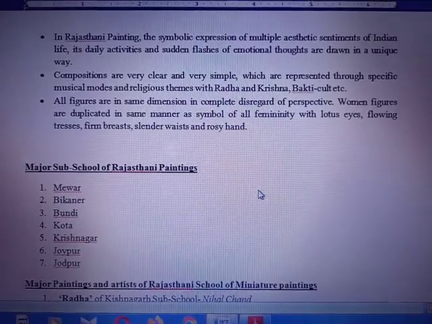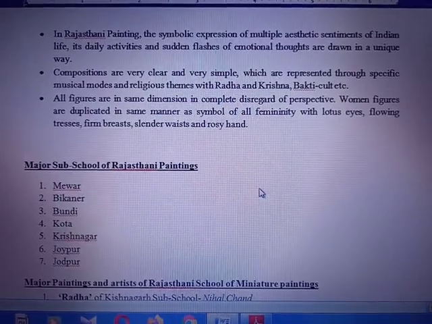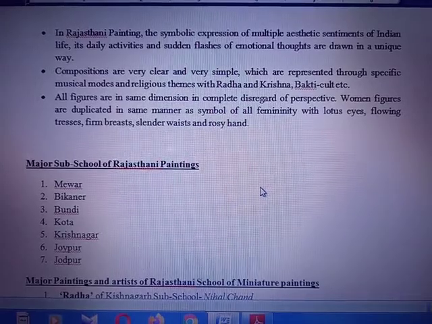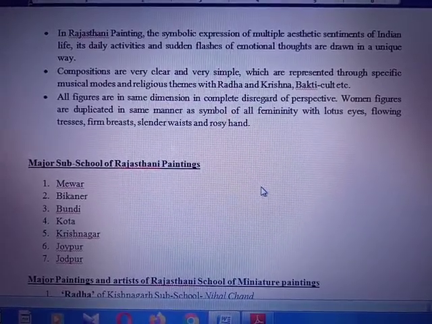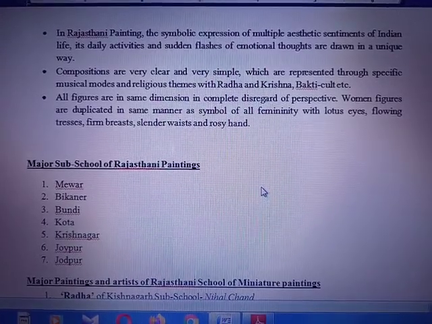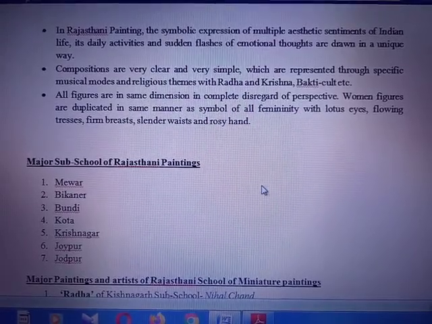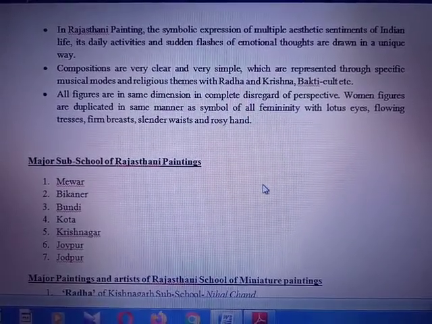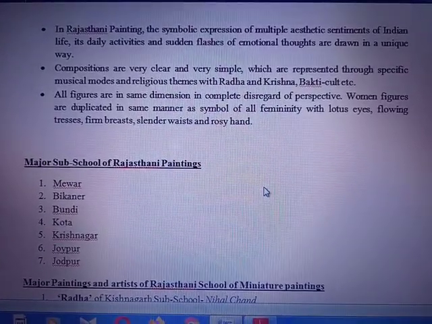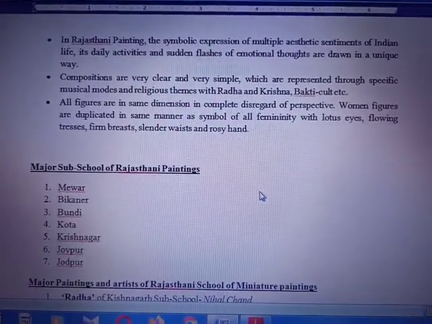All figures are in the same dimension, in complete disregard of perspective. There was no perspective in Rajasthani painting. Women figures are duplicated in the same manner as a symbol of femininity with lotus-like eyes. They have painted flowing tresses, firm breast, cylinder waist, and rosy hand. These are the characteristics of the woman figure.